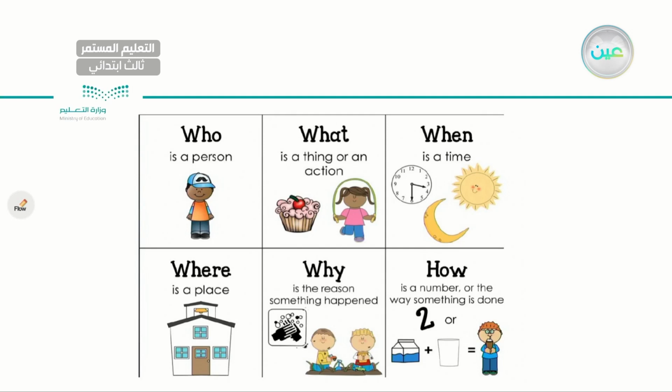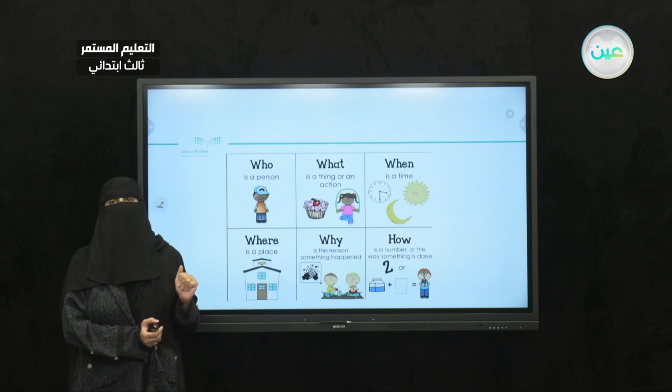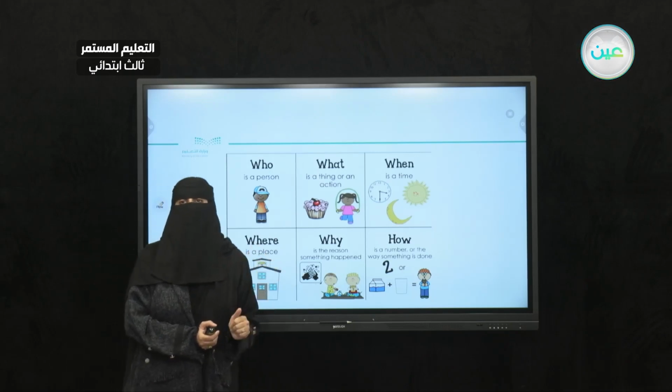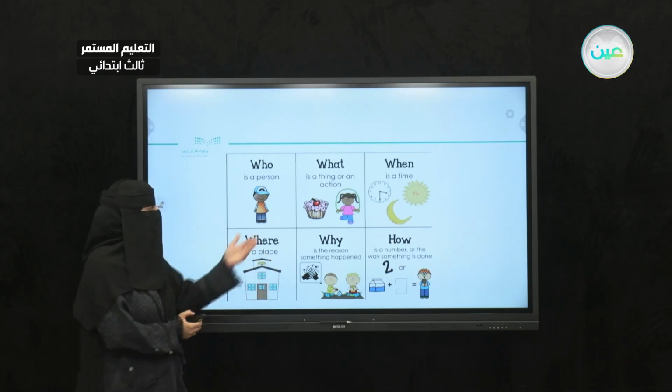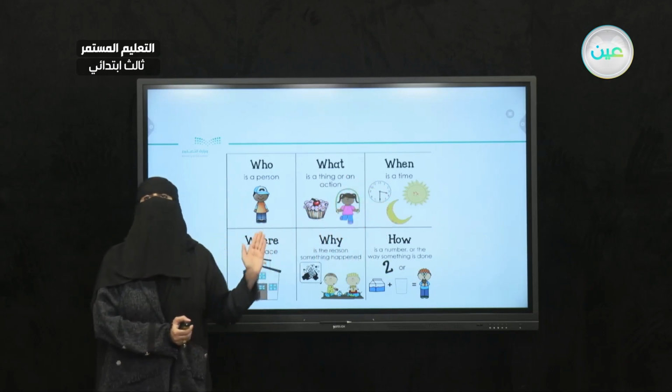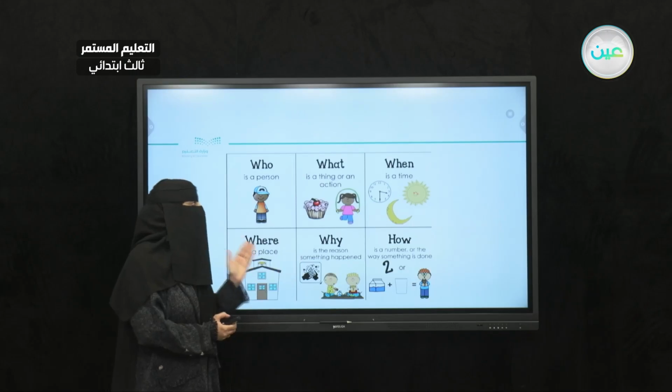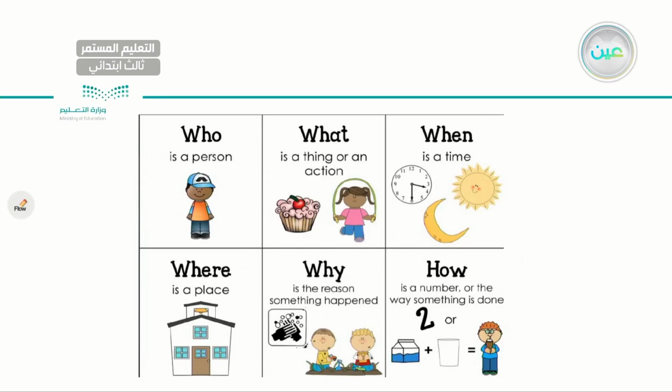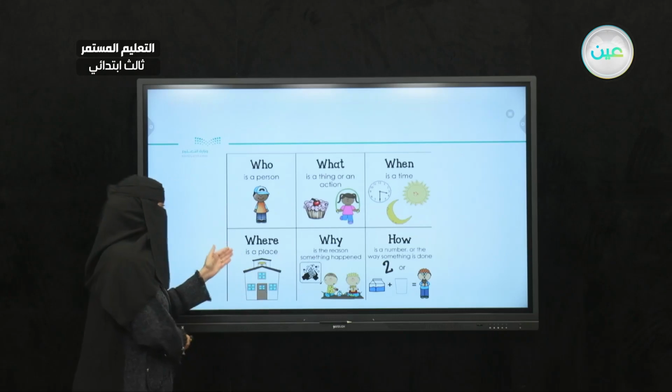For example, if I use who, then I'm asking for a person. Who is that boy? But if I'm using what, I'm asking for a thing or an action. What is this? What is he doing? What is she eating? While if I'm using when, I'm asking about the time. When do you go to bed? When do you wake up? You will probably give me a time. Now, as you can see, different information, okay?